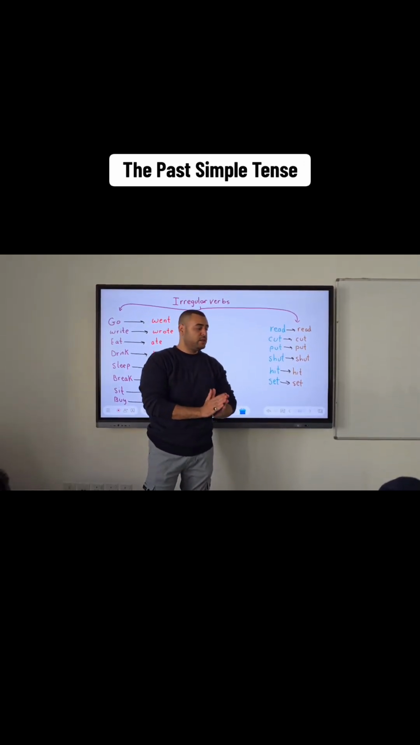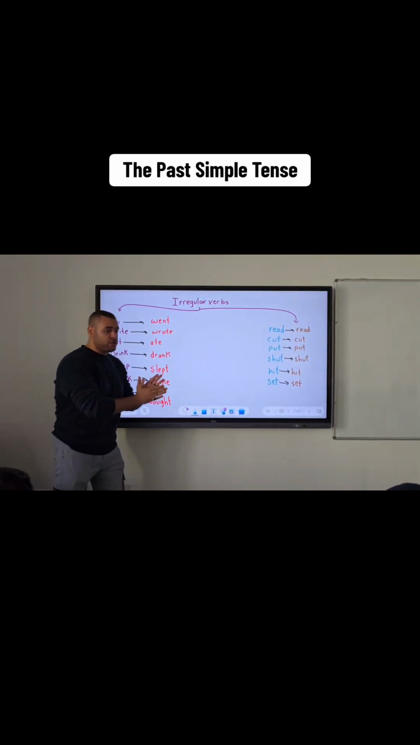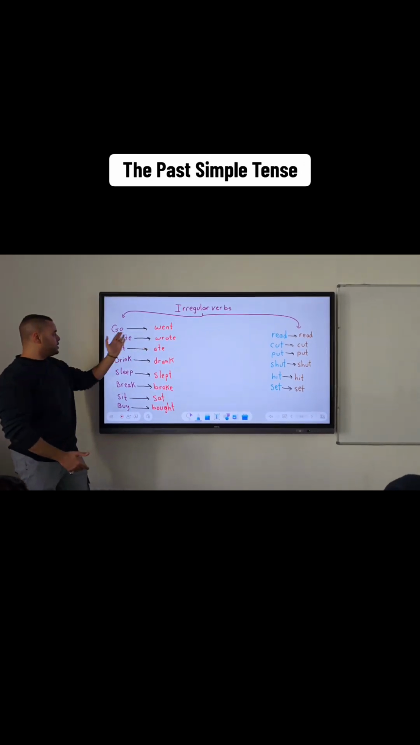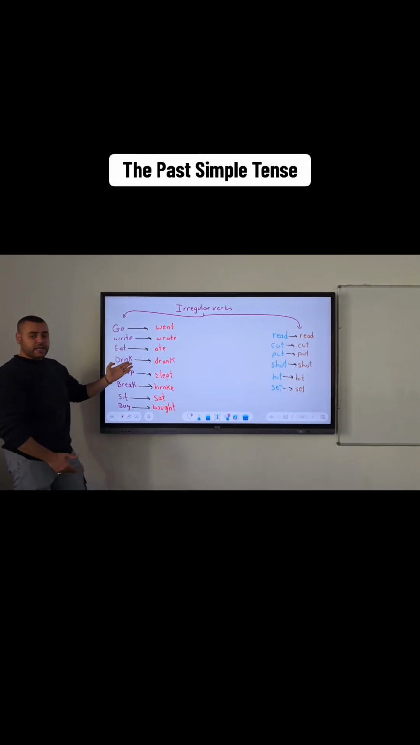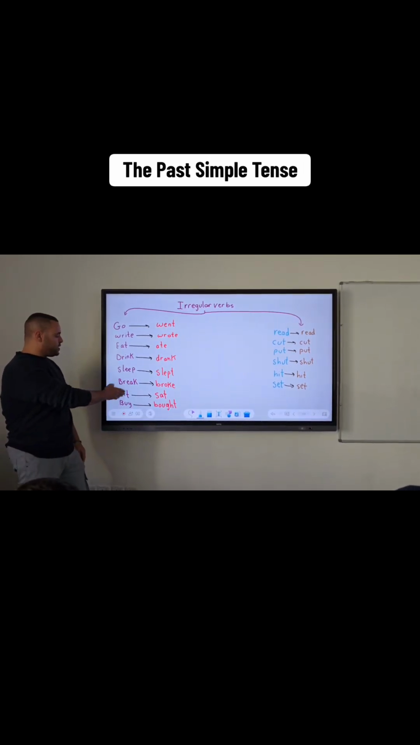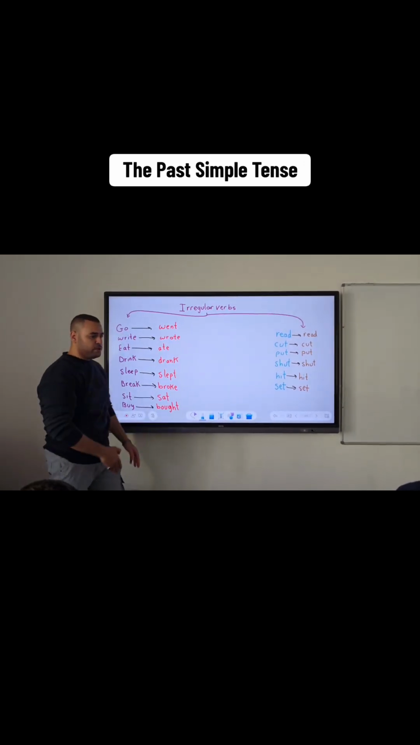Those verbs whose shape changes, and the other type is the type of the verbs that their shape stays as it is. For the verbs that their shape changes, like go, went, write, wrote, eat, ate, drink, drank, sleep, slept, break, broke, sit, sat, buy, bought, and so on. This is just a sample.